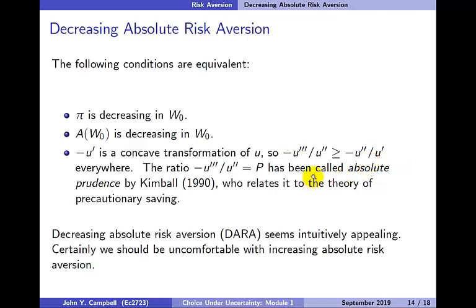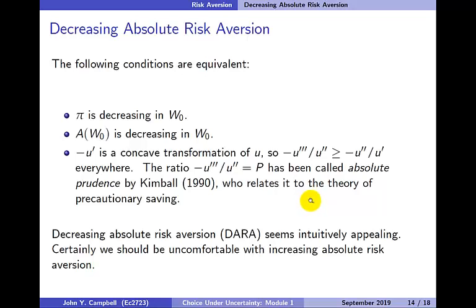This comes into the theory of precautionary saving because you need a non-zero third derivative of the utility function, non-zero prudence, to get precautionary saving in your model.